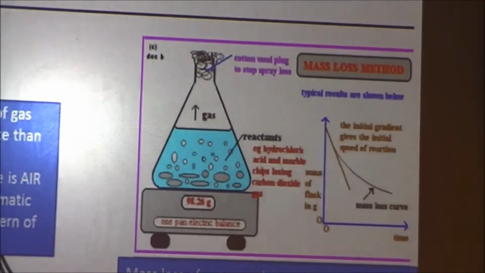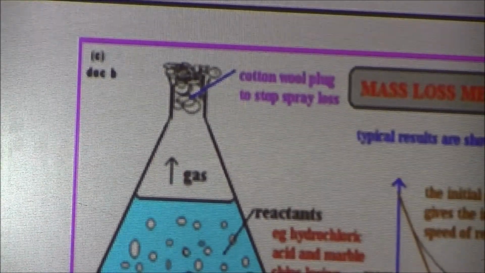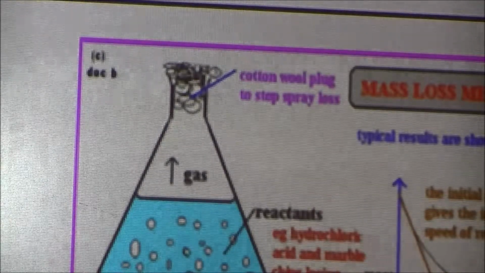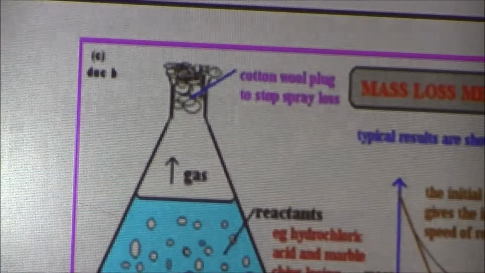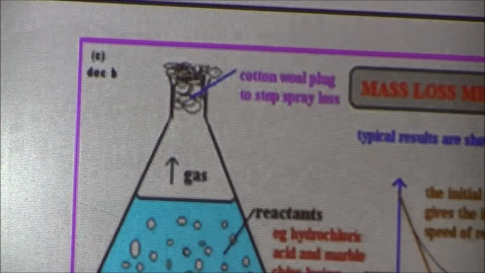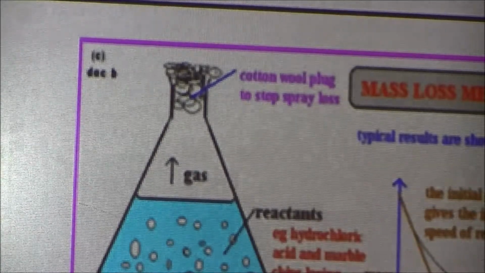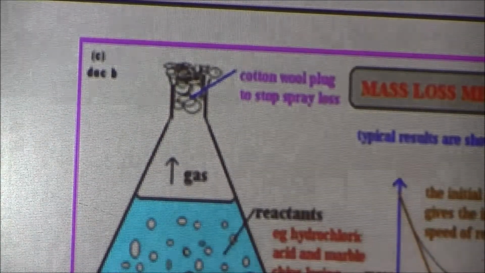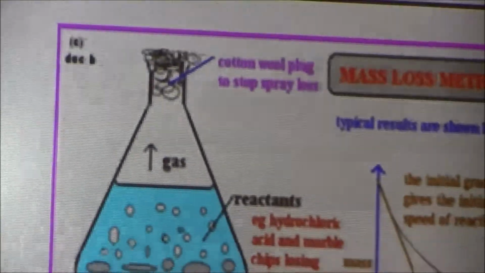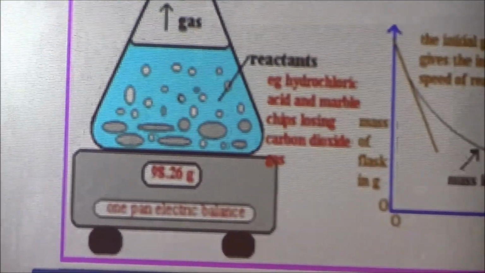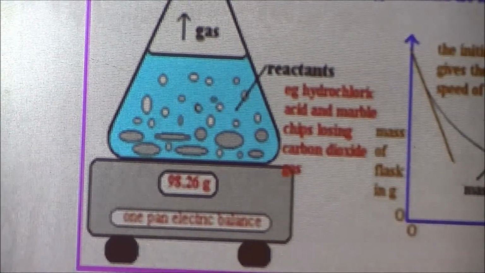You'll notice at the top, it points out there's a cotton wool plug. So literally a lump of cotton wool stuck in the top of this conical flask. Why is it there? Well, we want the gas to escape, so cotton wool will allow the gas to escape, but also this reaction could be fizzing and bubbling. That means it might spit, and you don't want the liquid to escape because that's going to affect the mass of our experiment. And the only thing that we want to affect the mass is the gas leaving. How quickly the gas leaves allows us to measure the rate or the speed of the reaction.